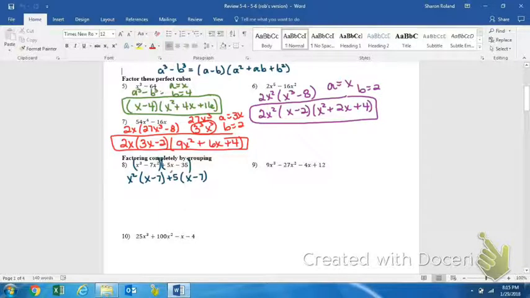And always check this. 5 times x is 5x. 5 times negative 7 is negative 35. So it's factored correctly. What's written twice is x minus 7, so you're going to write it down. X squared plus 5 is left over, so it's in the second set of parentheses, and that's factored completely.